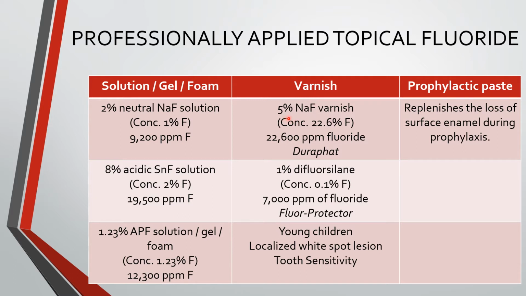So we have 5% fluoride varnish, which contains 22.6% fluoride and so much parts per million. The most typical one that we use in our clinic, I have put Duraphat here, okay, because we use it in our clinic. So you must be familiar with the product. So Duraphat is what we use, and we also have Fluor Protector in the market, which contains 7,000 parts per million of fluoride.